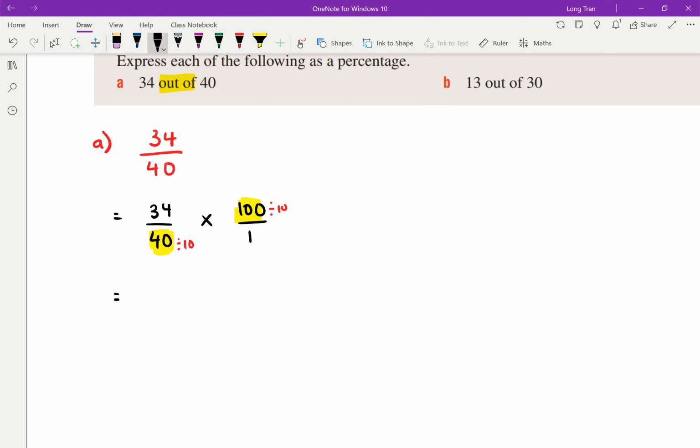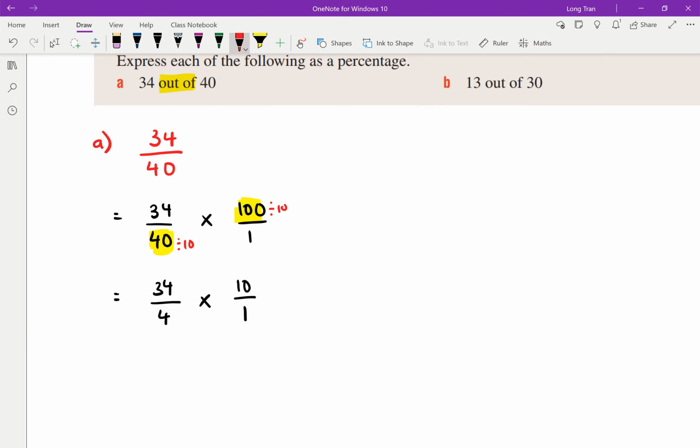So my next line is 34. 10 goes into 40 4 times. Multiplied by, 10 goes into 100 10 times. I've got a much better fraction now. It's 34 out of 4, but I can still see common factors. What two numbers can you see that have common factors? Very good. You got 34 and 4 or 10 and 4 as well.